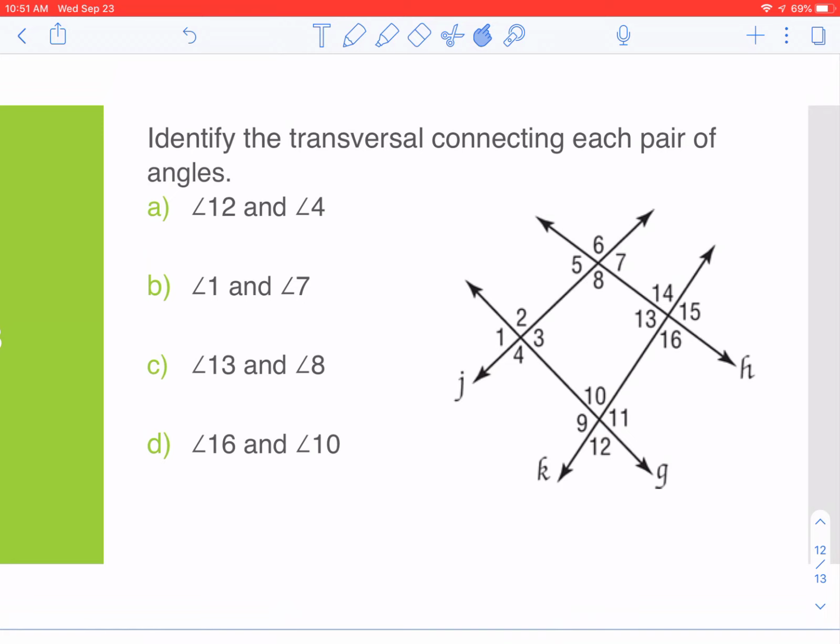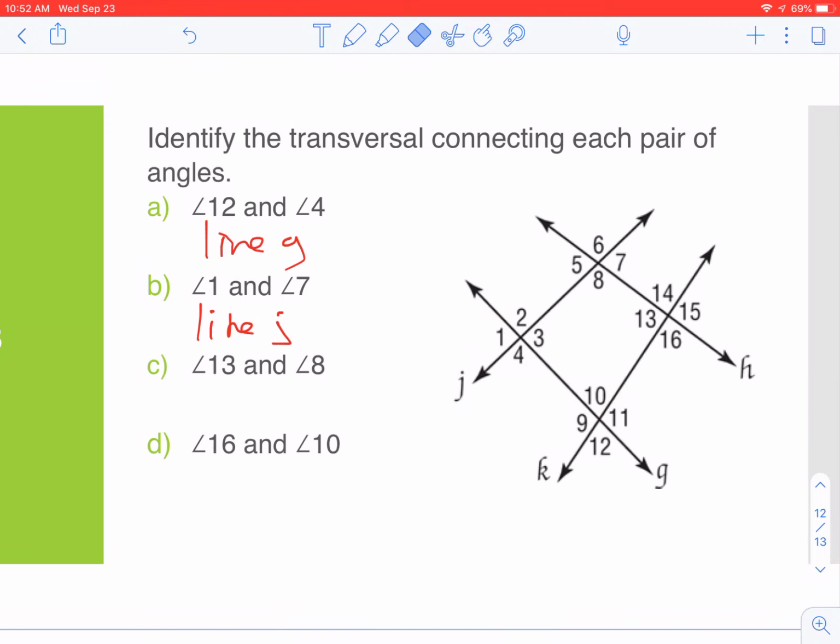Now we're going to identify the transversal. How do we identify the transversal? Like I said, it's what the two angles are touching, the one line that they're both touching. So I circle 12 and 4. What are 12 and 4 both touching? They're both touching line G. 1 and 7. We kind of already did this, but what line are they both touching? They are both touching line J.